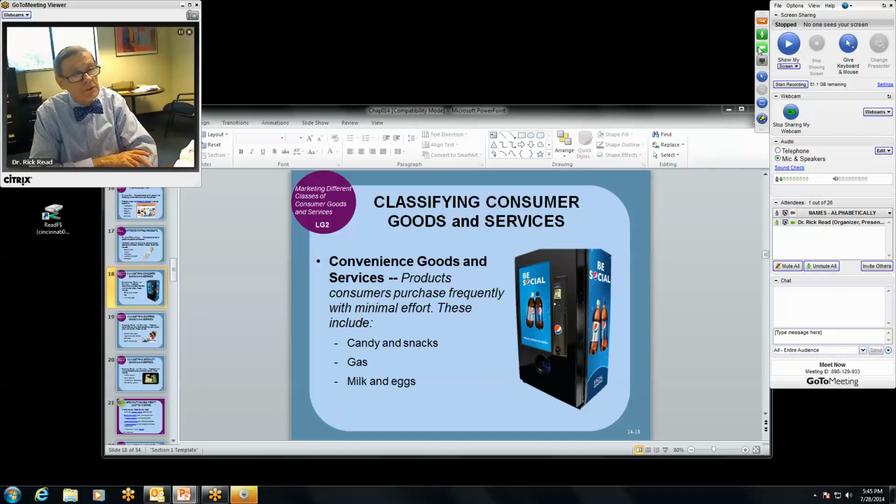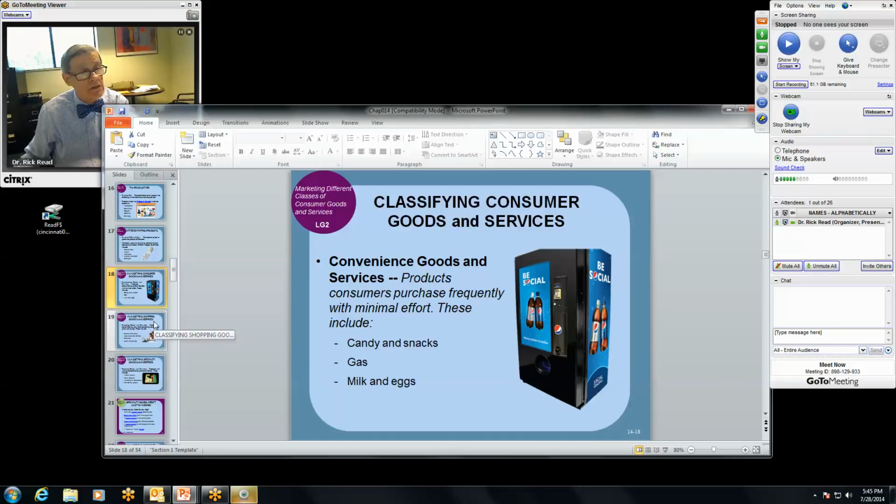Now, there are four classes of consumer goods and services. And we have convenience goods, shopping goods, specialty goods, and then unsought goods. In the convenience goods, these are products that we find all over. We find them practically any place we look, and it's something we buy or some things that we buy and don't give any thought to the buying decision. Or if we do give any thought to it, it's minimal.